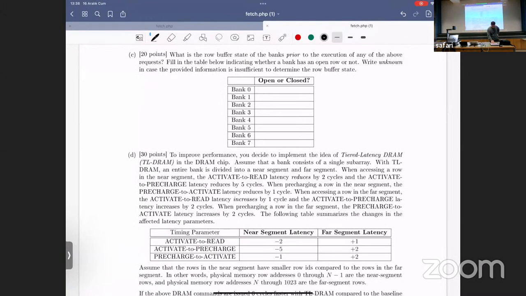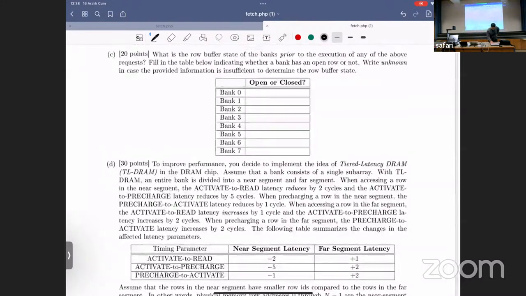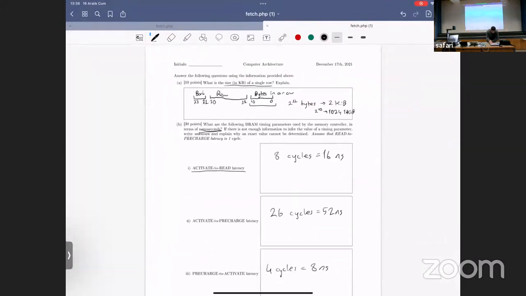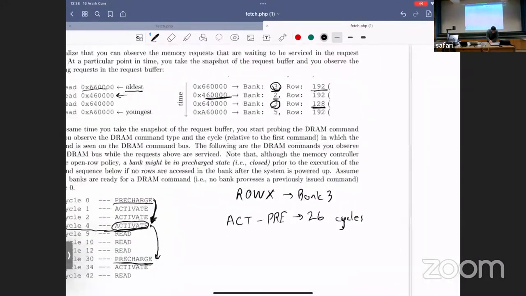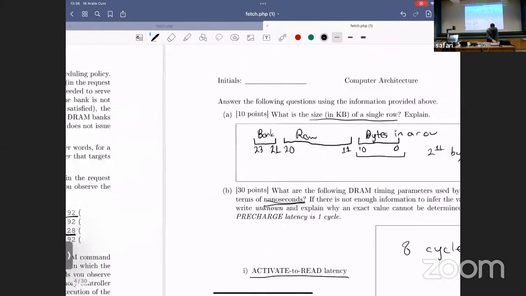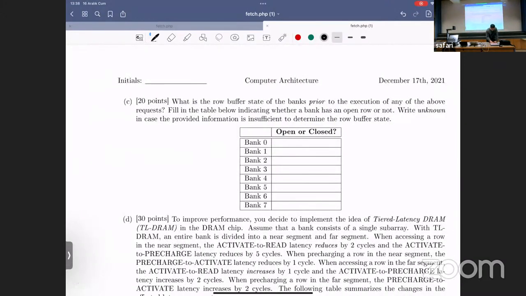What's the row buffer state? Yeah, moving on to the next question. So this question asks, what's the state of the row buffer? Row buffers in every bank. Basically, which rows are open in each bank? So we only know a few things. We know that bank three must have some row open before these requests are scheduled. So bank three is open.